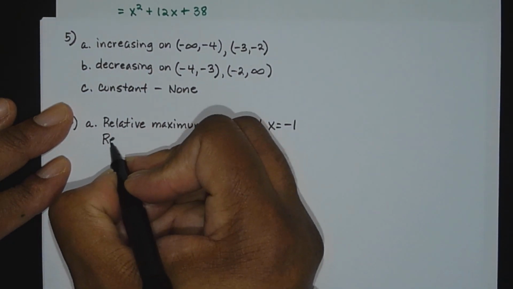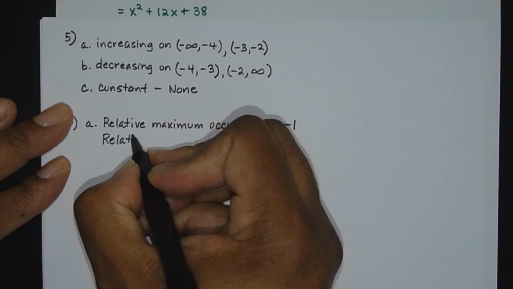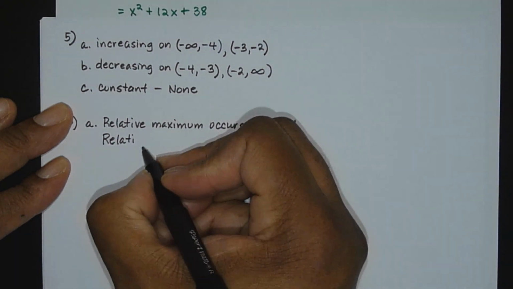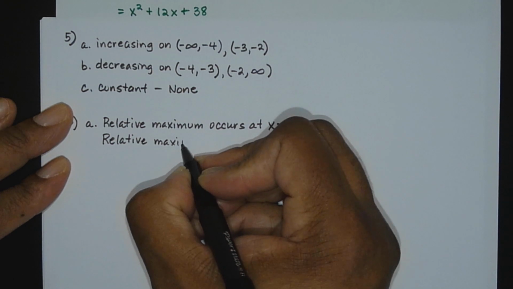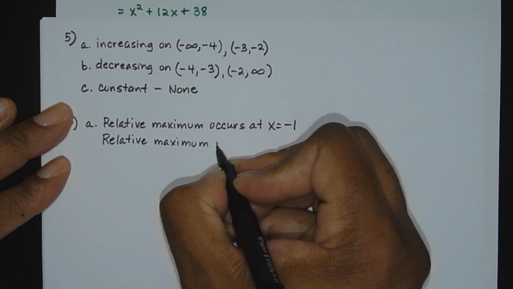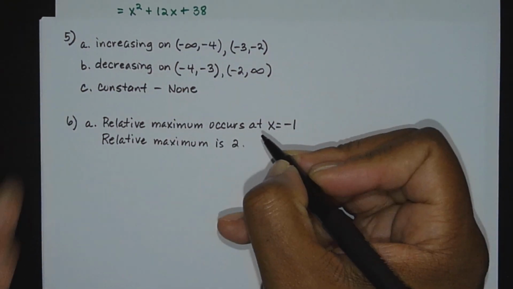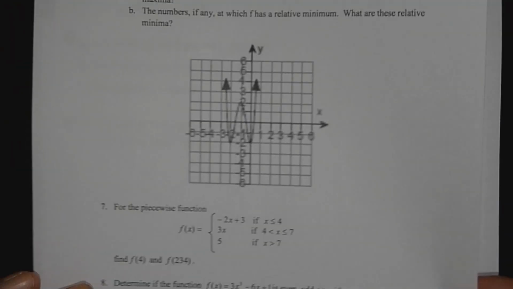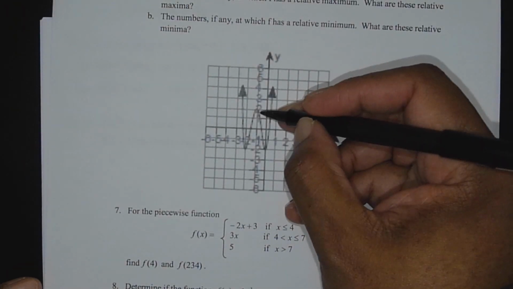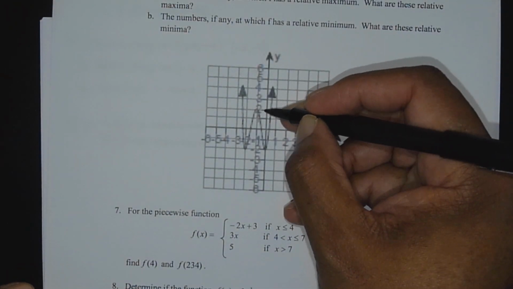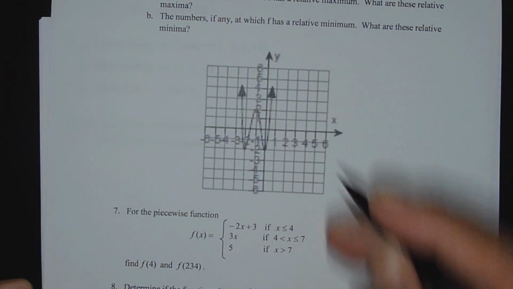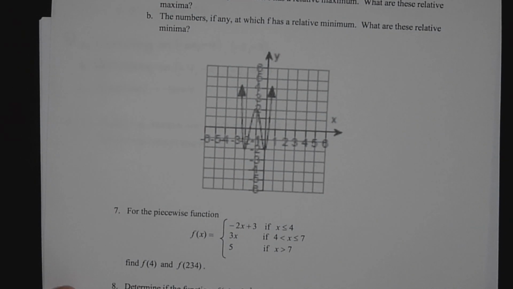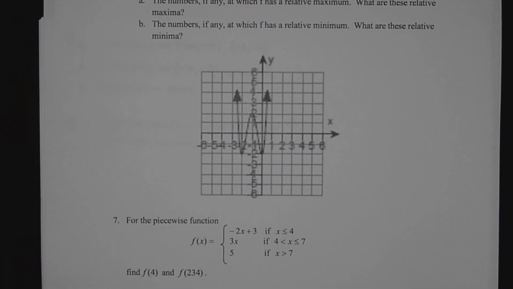And of course, I think we already said what the relative maximum was. It was the y value. It's 2. So your relative maximum, you're looking at your y value. And in this case, it's 2. That's the highest y value for that graph. So that's part A.